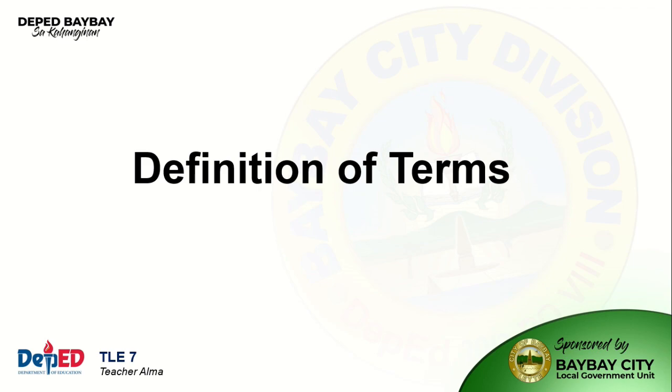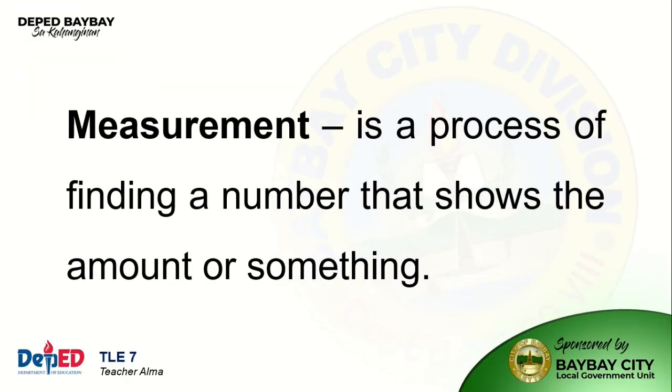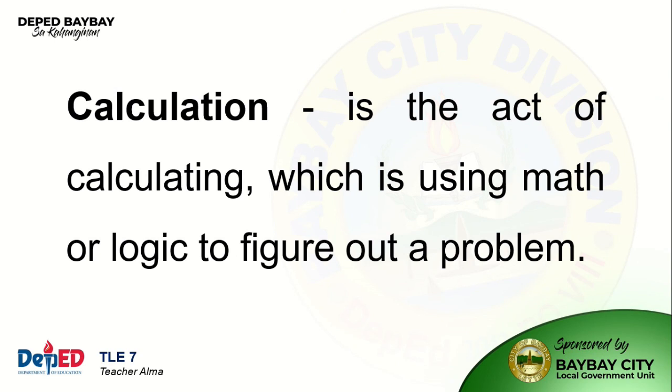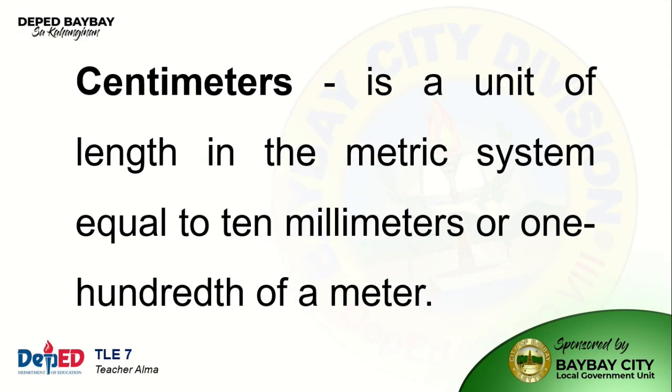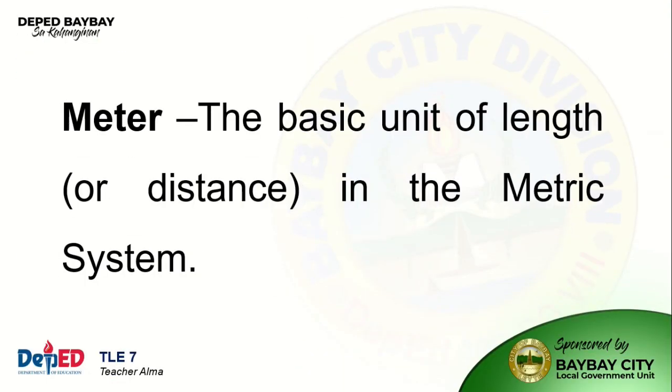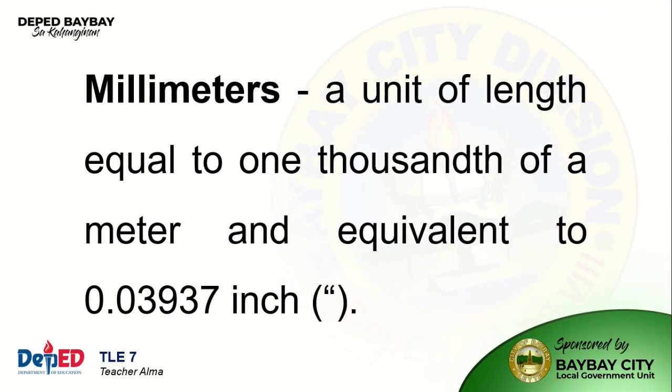Definition of terms. Measurement is a process of finding a number that shows the amount of something. Calculation is the act of calculating, which is using math or logic to figure out a problem. Centimeter is a unit of length in the metric system equal to 10 millimeters or 1/100 of a meter. Meter, the basic unit of length or distance in the metric system. Millimeter, a unit of length equal to 1/1,000 of a meter and equivalent to 0.03937 inch.